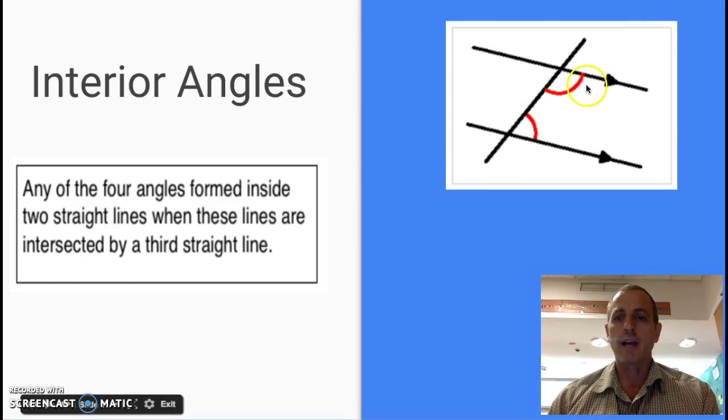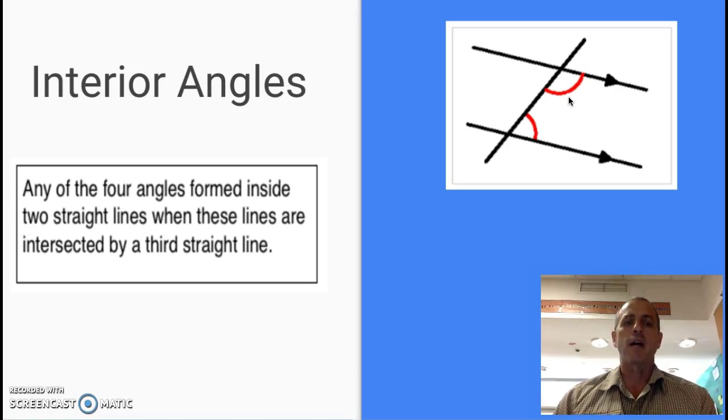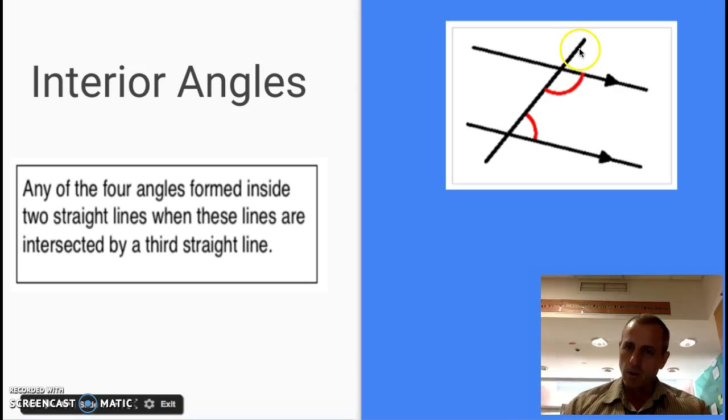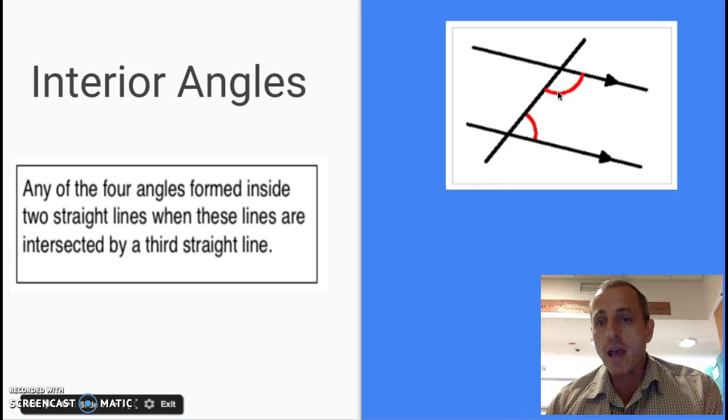Then we have interior angles, which you can see here. These are any of four angles formed inside two straight lines. And what's happening here, when you have this line that crosses over two parallel lines, it's called a transverse line. Good thing to know. And it forms these interior angles. So you can see there's actually four of them here. There's two that are marked, but there's actually four inside angles. And this angle here will be the same as this angle here. This angle will be the same as that angle there.